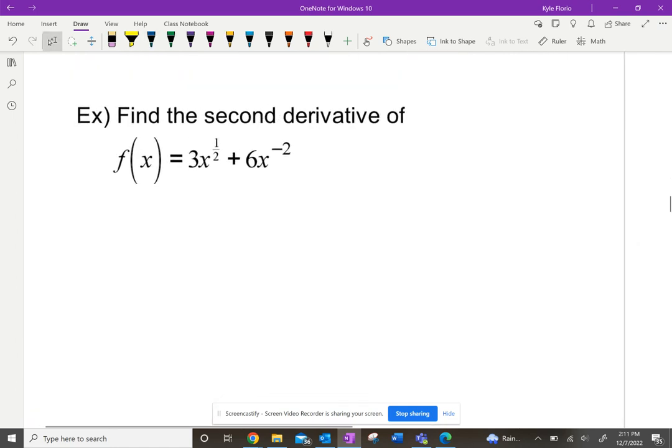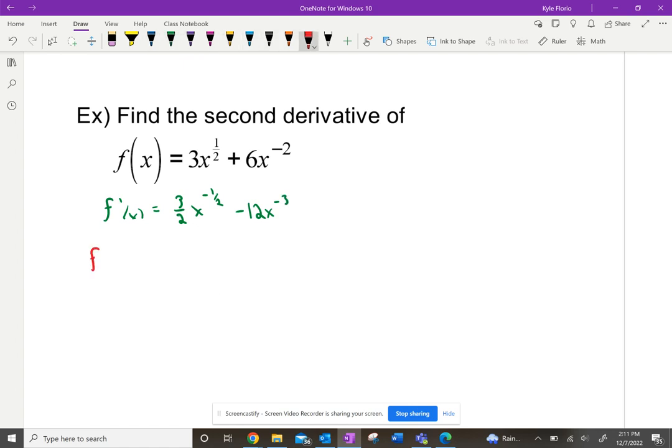Okay. Find the second derivative of the function. Start off by finding the first derivative. So again, take a minute to copy it down. The derivative of this function is going to be, let's see, 3/2 x to the 1/2 minus 1 is negative 1/2. The derivative of this piece here is going to be negative 12 x to the negative 3.